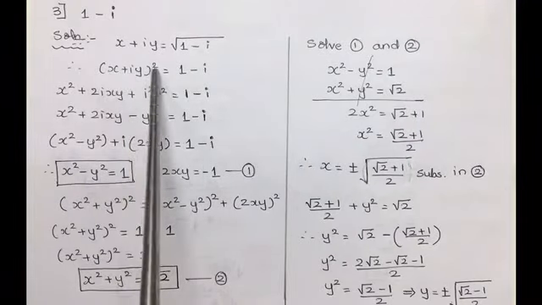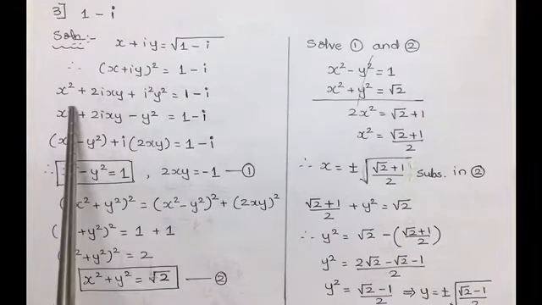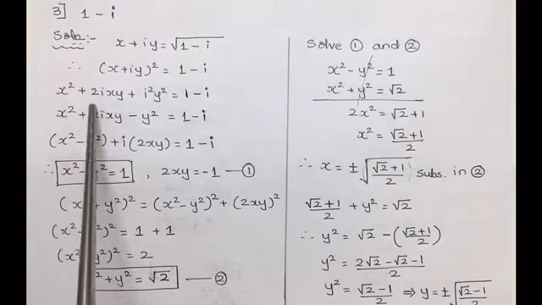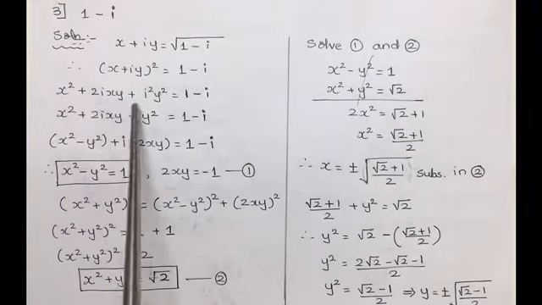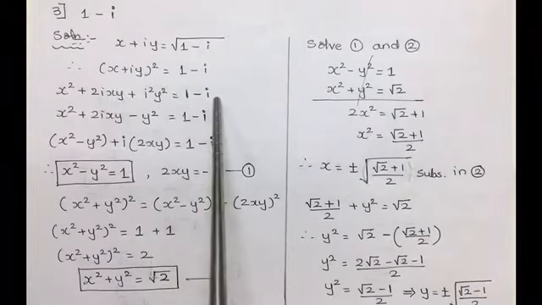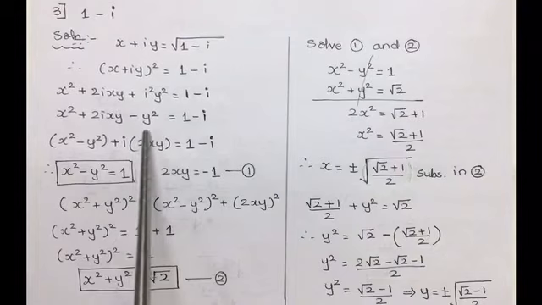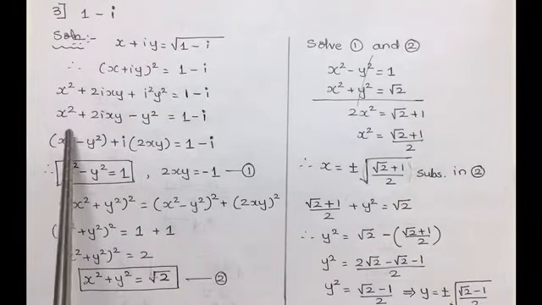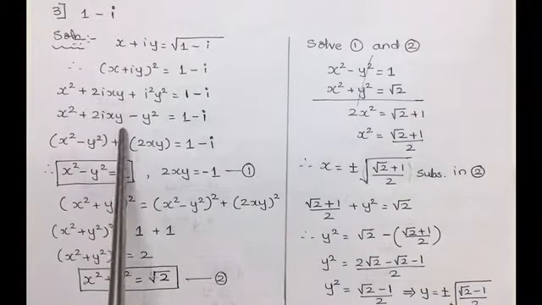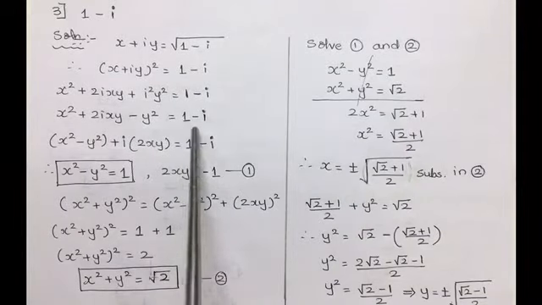Using the a plus b whole square formula, that is a perfect square formula, we get x square plus 2ixy plus i square y square is equal to 1 minus i. The i square value is minus 1, so it becomes x square plus 2ixy minus y square, that is equal to 1 minus i.